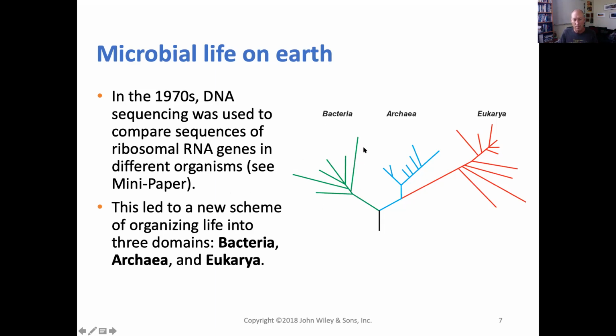One of them was the bacteria, which is most of what we had been calling prokaryotic life. But there was another kind of prokaryotic cell called archaea, which lived in really weird places: anaerobic sediments, hot springs, very strange places, hypersaline environments.